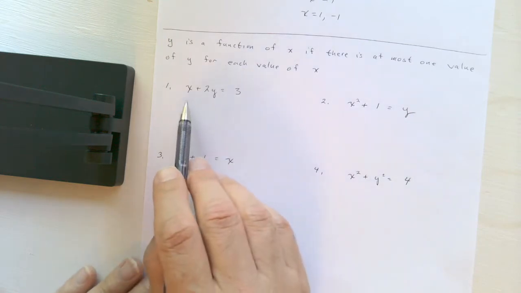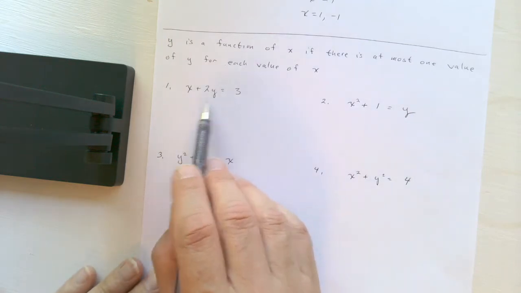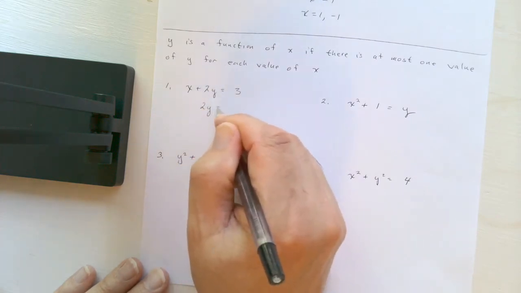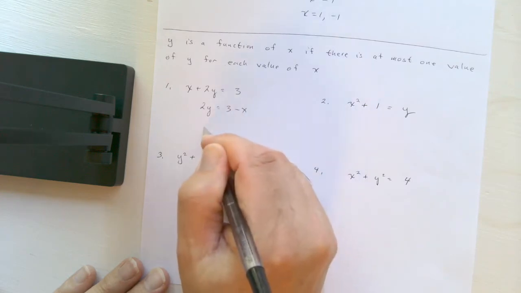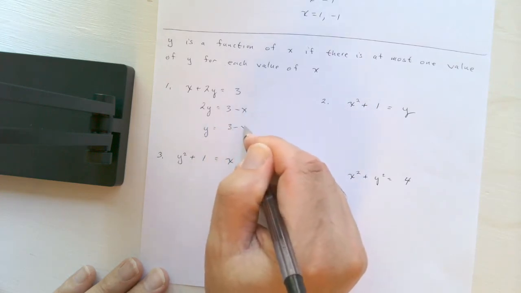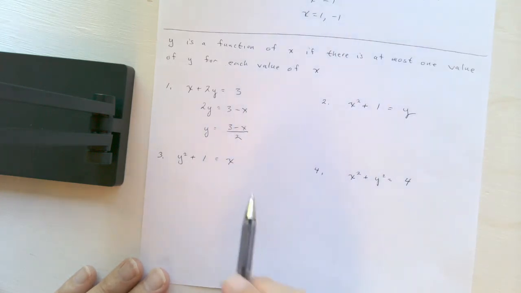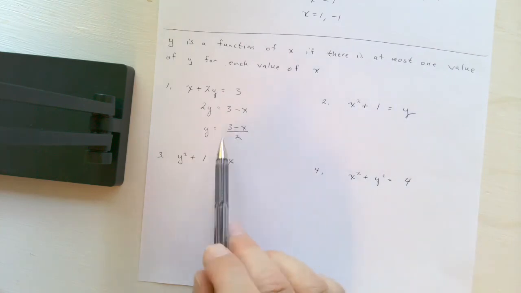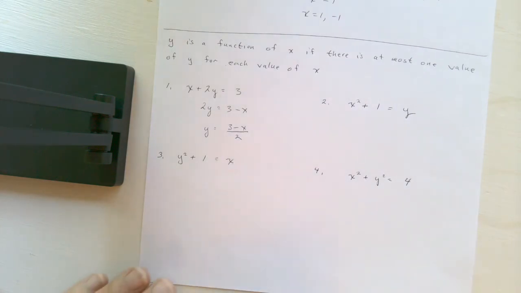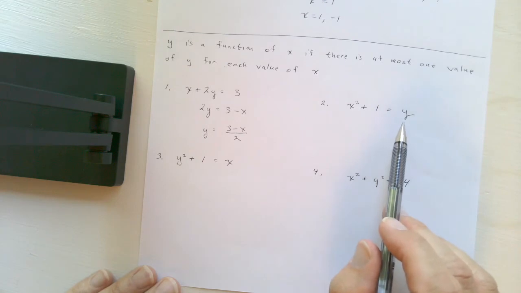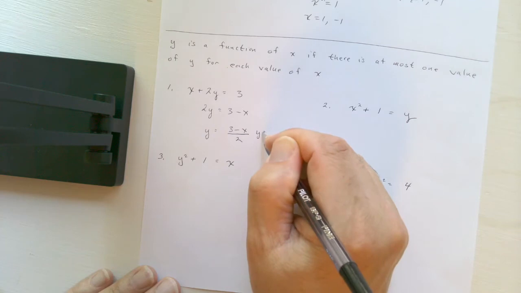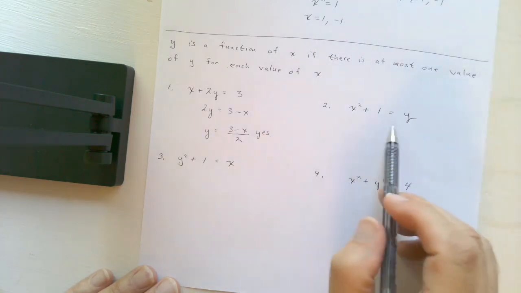So here, x plus 2y equals 3, we can solve for y, right? We can subtract x from both sides and say 2y is 3 minus x, and divide by 2. And we see that we will get exactly one value of y for each value of x, right? You plug any value in for x here, you'll get a value of y. Same thing here. So I guess the answer is yes. It's a function. Here, it's yes as well.